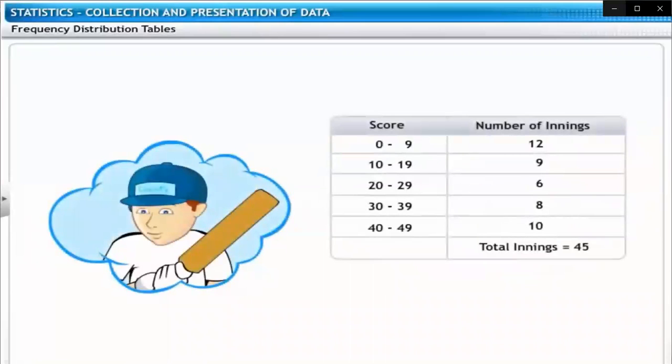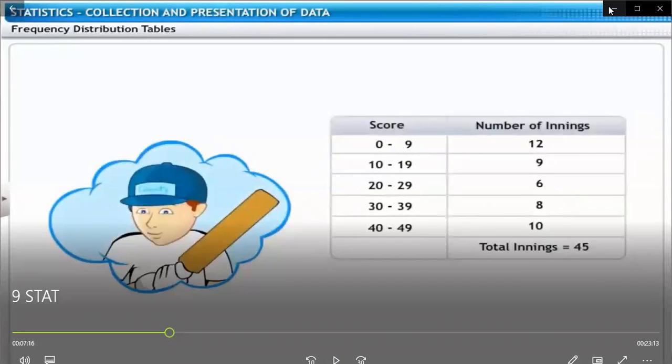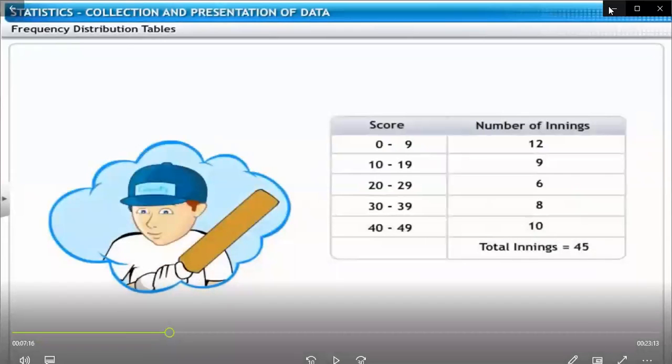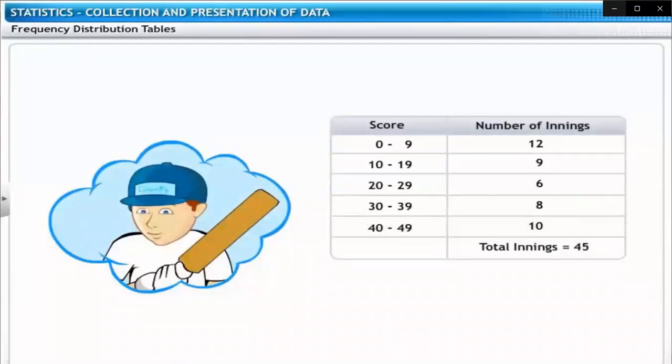For example, you can see that for the same amount of data, the total number of innings was 45. If you are representing the data inning wise, it will be time consuming, and it will be hectic also. So we can represent the same data in such a type of grouped frequency distribution table, and that's why it is called a grouped frequency distribution table. Why? Because you can see that we are giving a range over here. For example, the range of the score is 0 to 9.